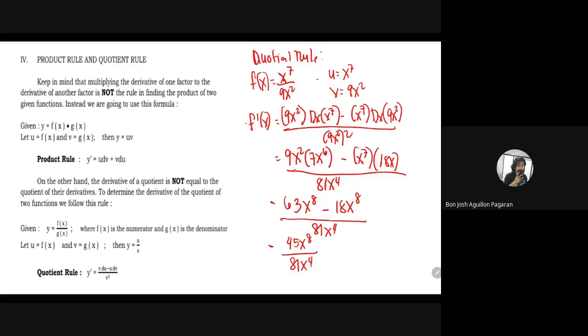Pwede ba natin masimplify ang 45 over 81? May common ba sila? Meron silang common na 9, ano? Divisible sila by 9, so that will be equal to 5 over 9, and then x to the 4th power. This is the answer. Okay?